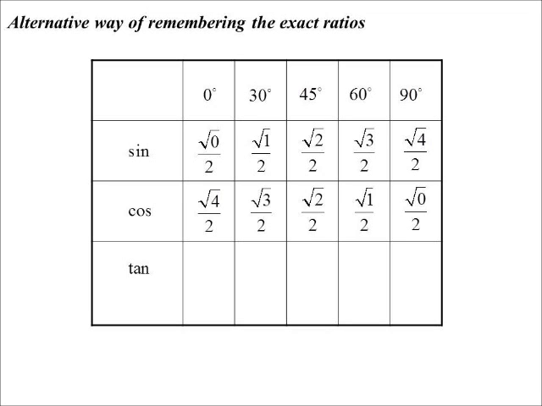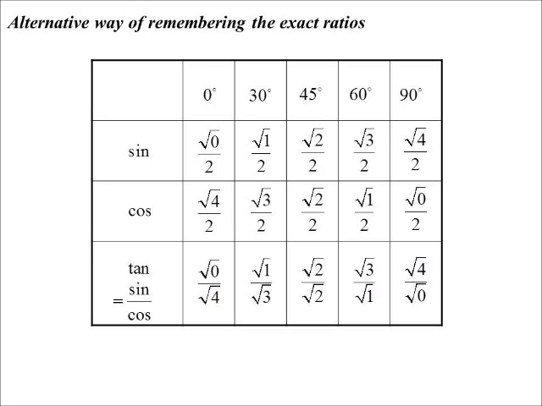And then cosine reads the other way, of course. It starts as the square root of 4 over 2 and goes down. And tan, well, if you remember, tan is sine divided by cos. So the denominators are the same. I just got to go the sine over the cos. So I get root 0 over root 4, root 1 over root 3, root 2 over root 2, root 3 over root 1, and root 4 over root 0. So it's just a little table of values, and again it comes up with the exact ratios in a nice pattern. Isn't it wonderful how patterns just pop out en masse in the most unexpected places?